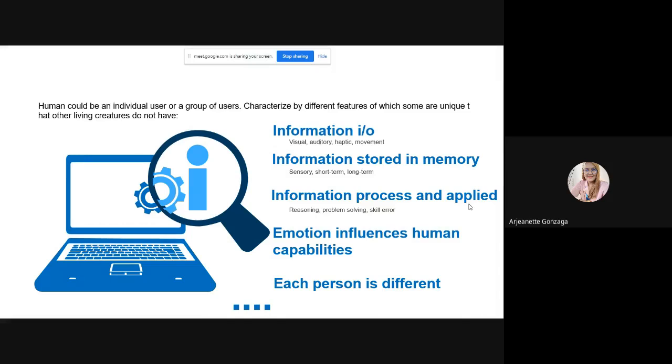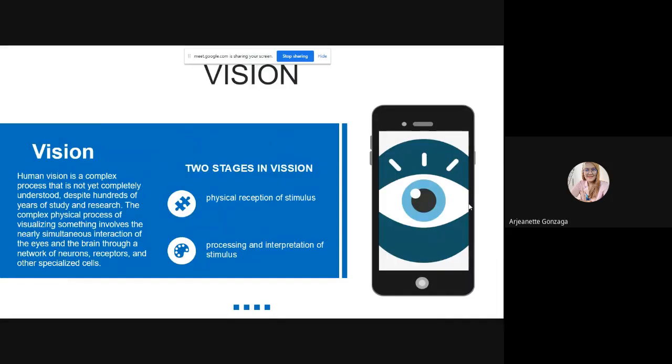Next, emotion influences human capabilities, and each person is different. Those are the other unique characteristics and features of individual users. So himay-himayin natin yung ating features.